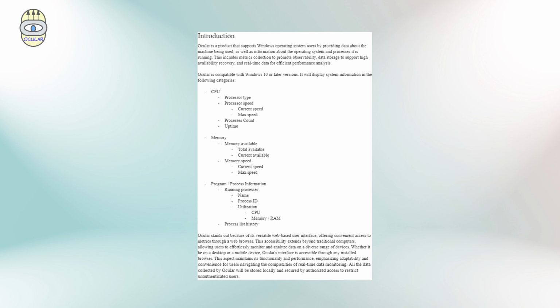The metrics that Ocular will record will include the CPU, which will capture the processor type, the processor speed, which includes the current speed and maximum speed, as well as the process count and uptime. For memory, Ocular will record the memory available, as well as the memory speed. For program and process information, Ocular will record running processes, which will include the name, the process ID, and the utilization of both the CPU and memory for that process. It will also record the process list history.